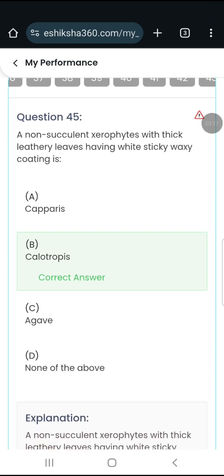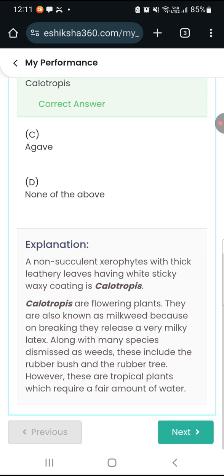A non-succulent xerophyte with thick leathery leaves having white sticky waxy coating is? Answer: Calotropis. Answer: a non-succulent xerophyte with thick leathery leaves having white sticky wax coating is Calotropis.